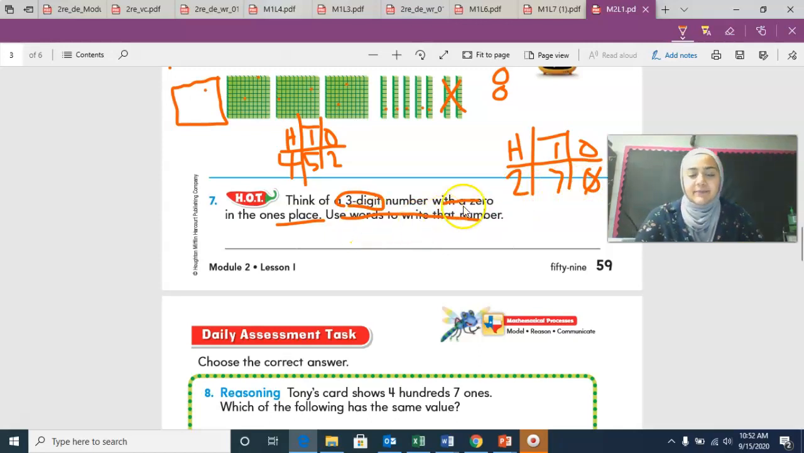Use words to write that number. My number is 270. So I have to write 200. And no, you're not going to use the same number as me. I need you to change up the digits. But the 0 needs to be the same because they told us that. But the 2 and 7, you need to choose a different number. So anyway, 270. There, 270. That was a piece of cake.